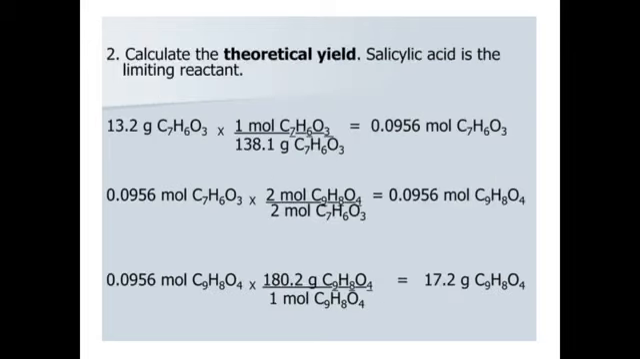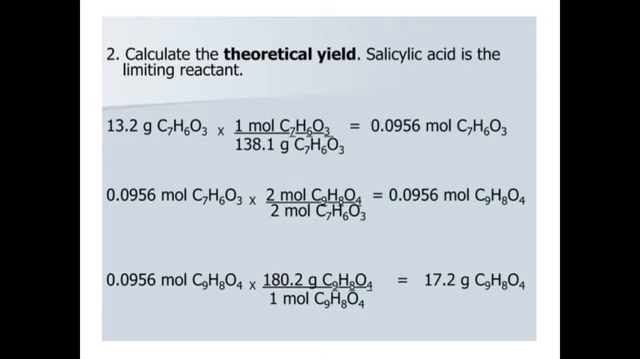Therefore, 0.0965 mole of salicylic acid would now be equal to 0.0965 mole of aspirin. That's stoichiometry. We have related them. Then that means we have gotten the mole of aspirin. We now multiply it by the molar mass. So we get 17.2 gram of aspirin. This is the theoretical yield of aspirin.